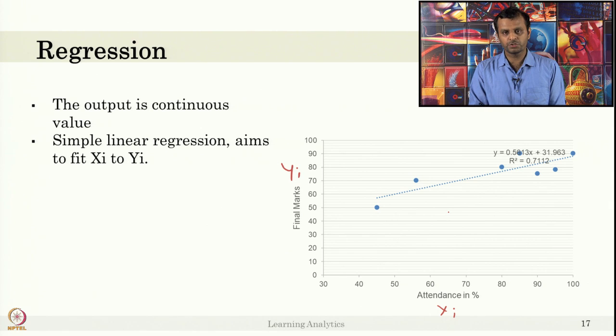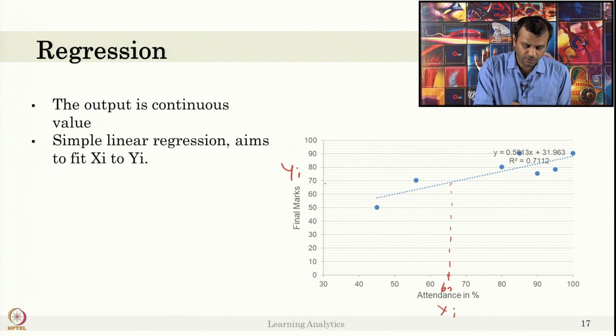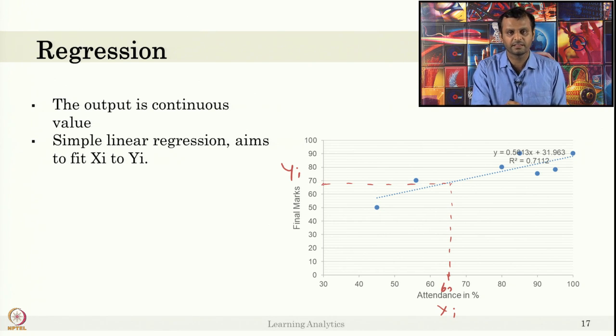Consider there's a new student with attendance equal to 65%. What will be the student's mark in the final exam? Since we fit this line using a linear regression algorithm, we can tell what the student's final score will be. Since it is 65, we can draw the line and the mark will be around 68 or 69 or something like that. So in a linear regression algorithm, instead of classifying the new student's data into class 1, class 2 or class 3, we are trying to find the score as a continuous variable.